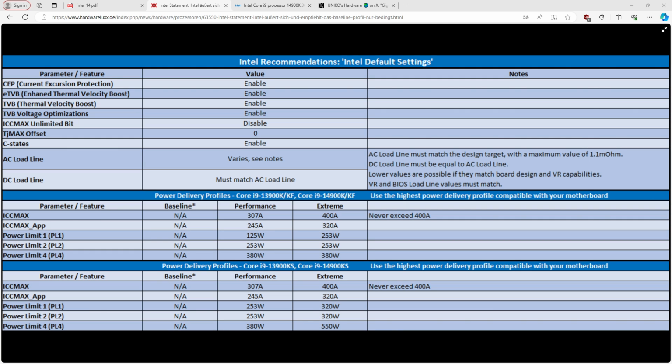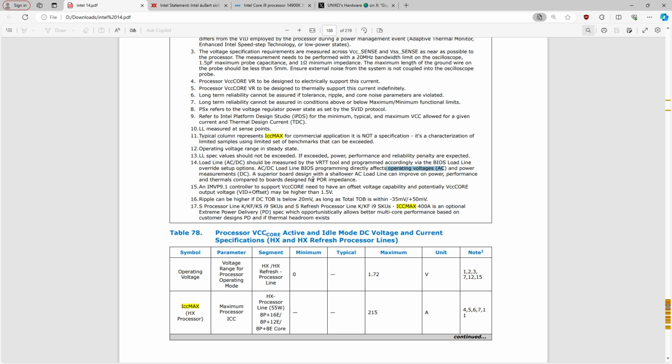So this is where the undervolt actually sort of comes from, because you'll notice AC load line affects the operating voltage. Oh, and I didn't actually read through the whole thing. And power measurements are set by the DC load line. So if you mess with the DC load line, that'll mess up the power readings. If you mess with the AC load line, that messes up the operating voltage, right?